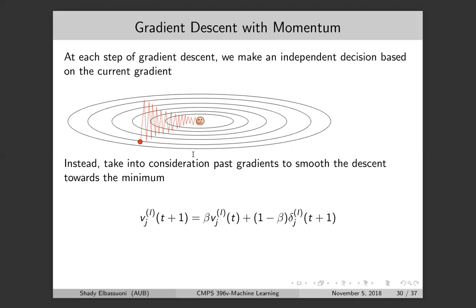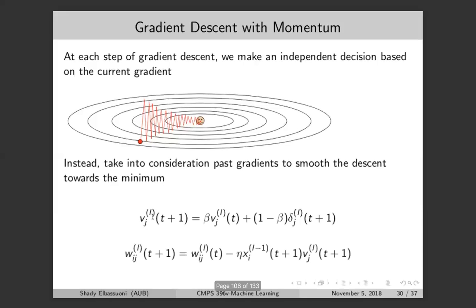So this is what happens. This is the gradient, ∇J of L at t+1, the new iteration. Instead of updating the weights based on this gradient alone, I'll update based on the gradient in the previous iteration combined with the current gradient. So I update the weights based on this V_J of L: the new weight is the old weight.